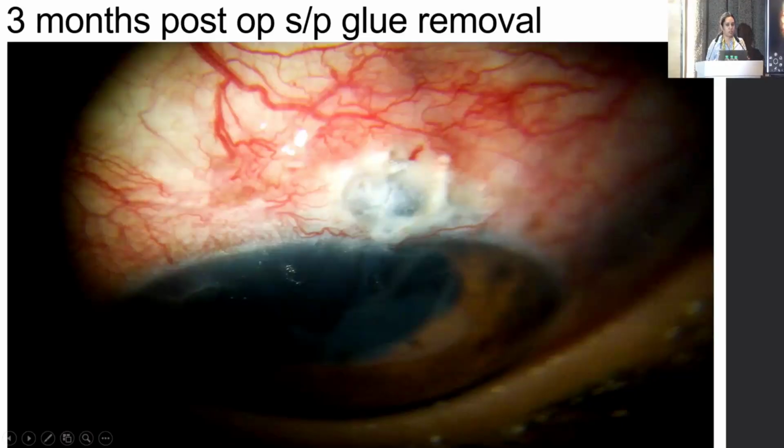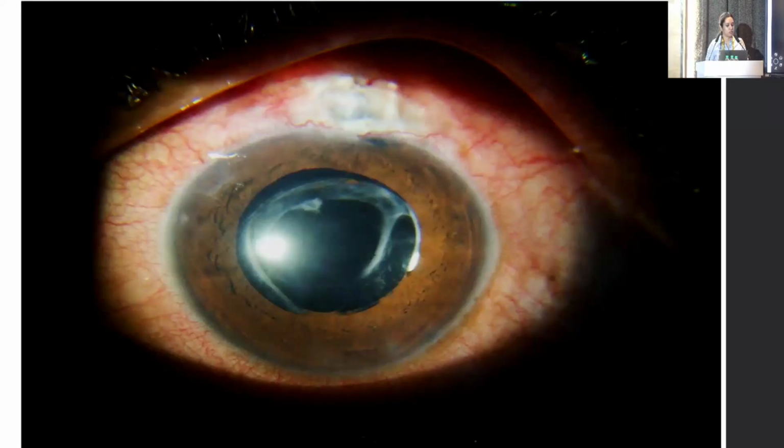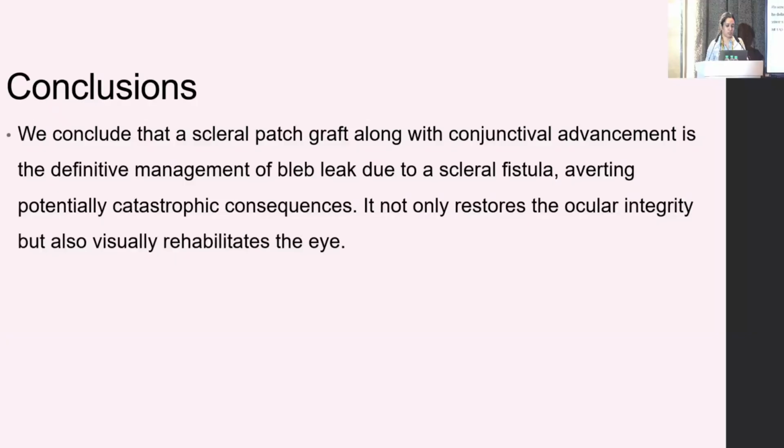The anterior chamber was well formed and intraocular pressure was maintained at 9. So this is the picture 3 months post-operatively. The patient had good vision, 6/9 she was maintaining, and she did not have any complaints as such.